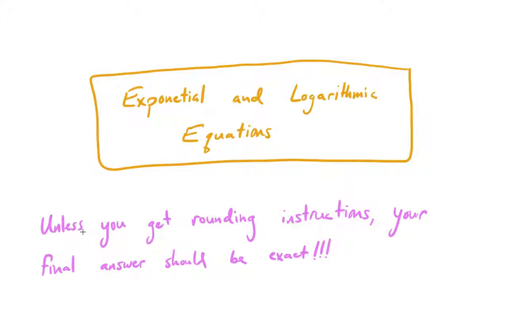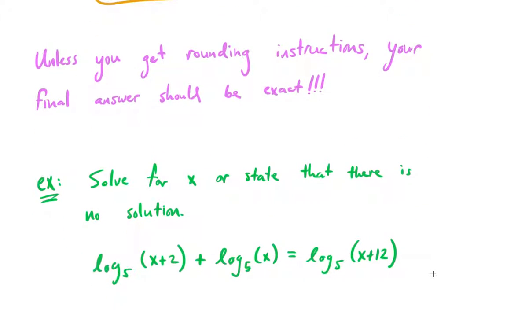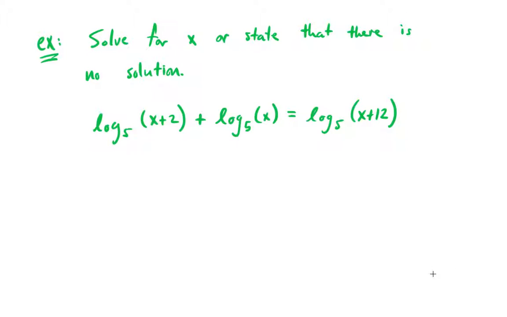But if you do get rounding instructions, then of course you should use a calculator and get an exact answer to the appropriate number of decimals. So let's solve for x or state that there's no solution. And remember, let's think about how there can be no solution.